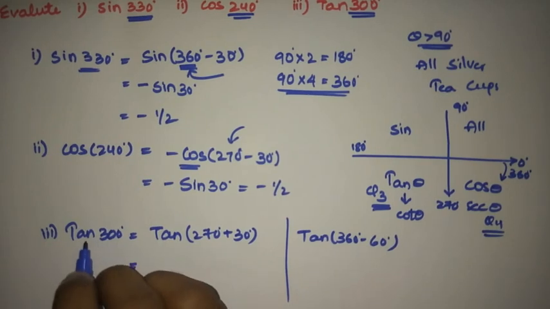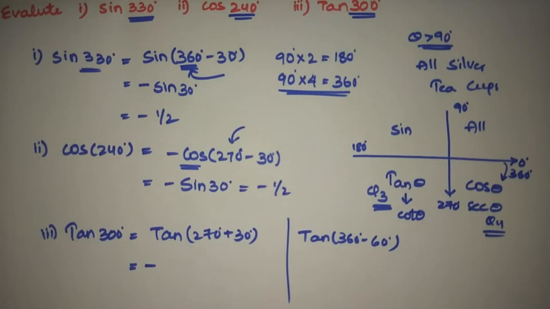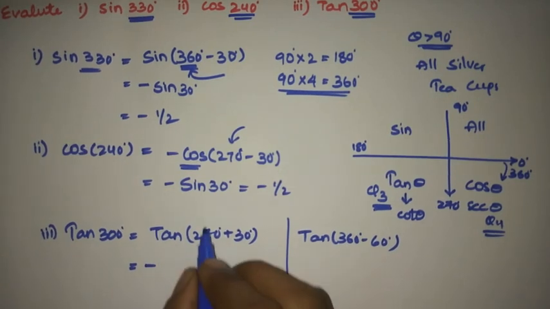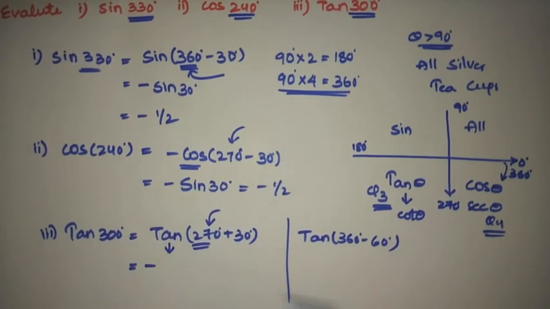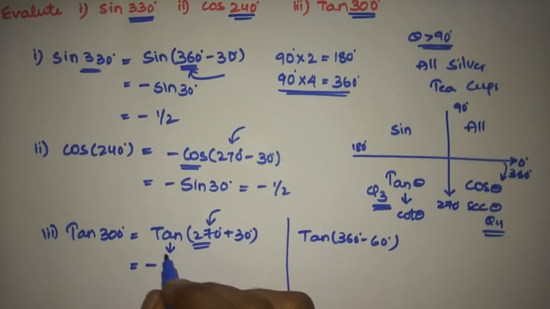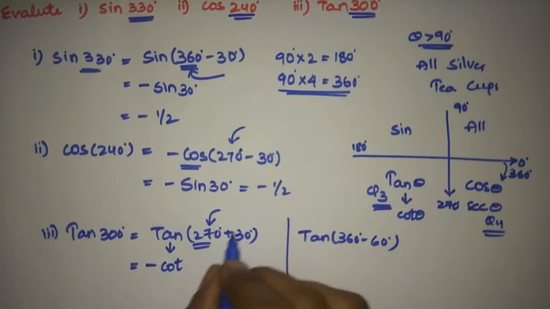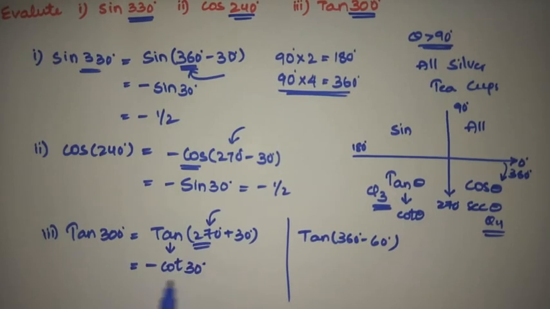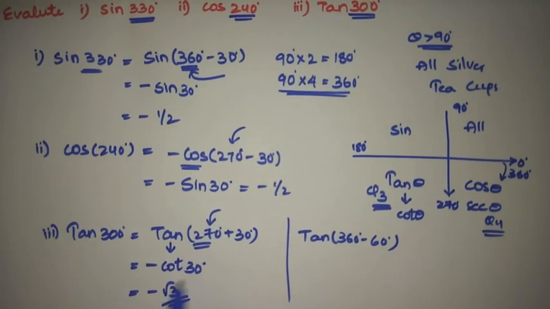We have tan here, that means it will be a negative value. Next, we have an odd multiple here, that means we need to write its complementary. The complementary of tan is cot, and whatever angle is here we must write it here. So it is minus cot 30 degrees. Cot 30 is root 3. So it will be minus root 3. So tan 300 degrees is nothing but minus root 3.